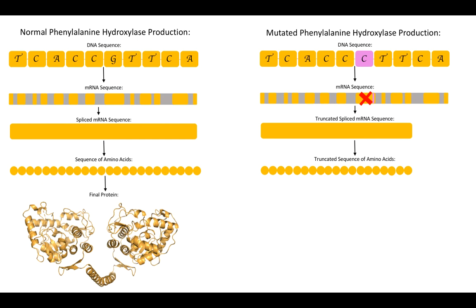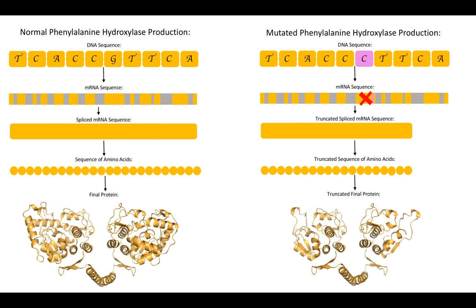And this then leads to a truncated and thus not functional protein, as the native state of this protein, phenylalanine hydroxylase, is now no longer possible. So that is how people get phenylketonuria, as this enzyme is no longer able to function properly due to a disruption in its structure.